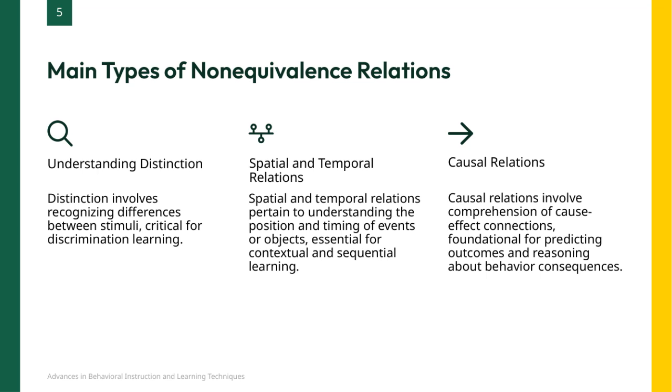Lastly, there are causal relations. These involve recognizing cause and effect connections, which are fundamental for predicting what will happen next and reasoning about the consequences of actions. Together, these non-equivalence relations help us navigate and interpret the complex world around us.